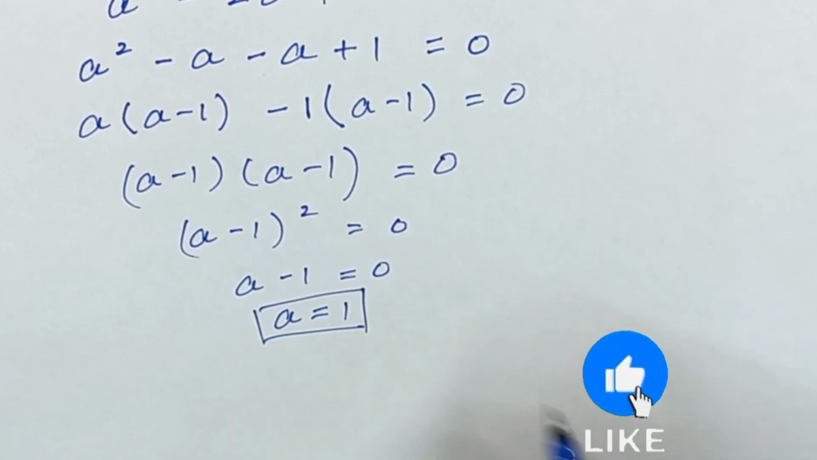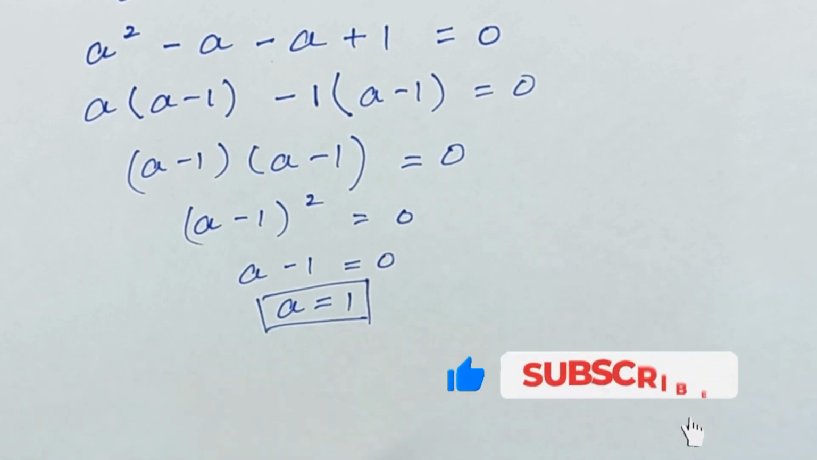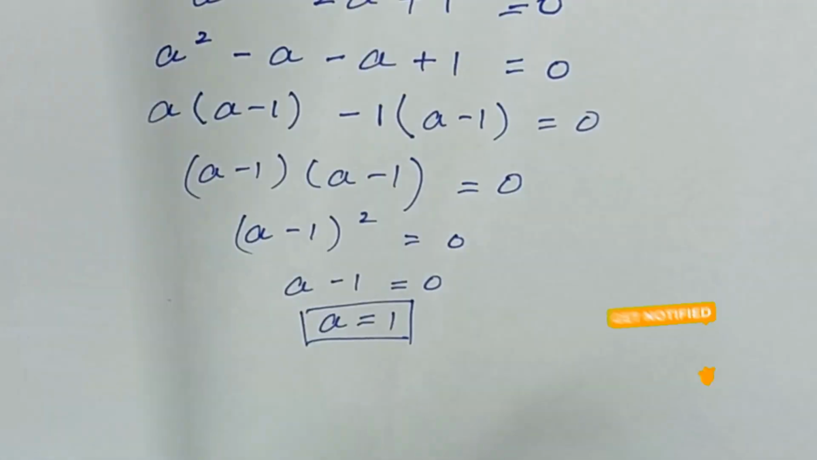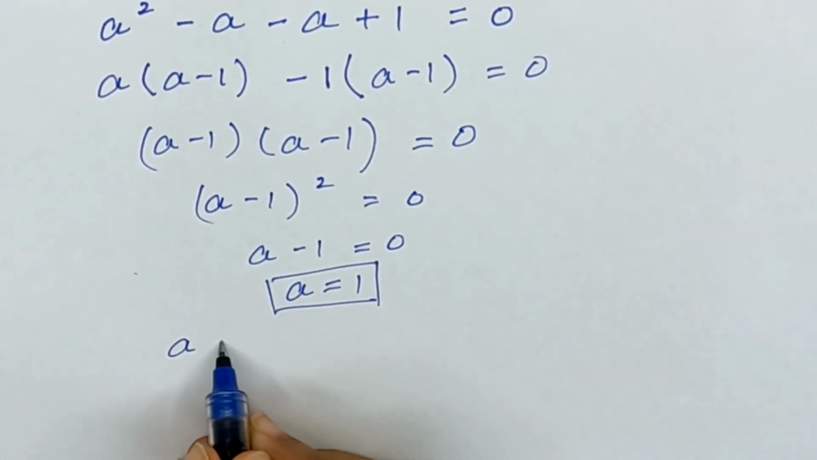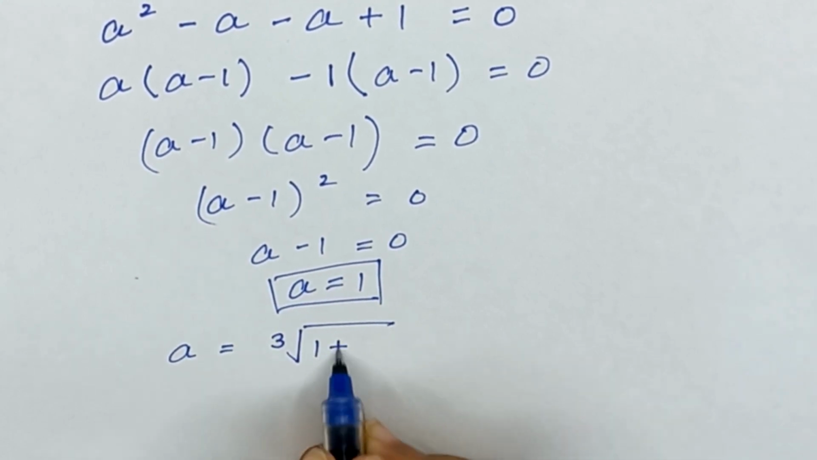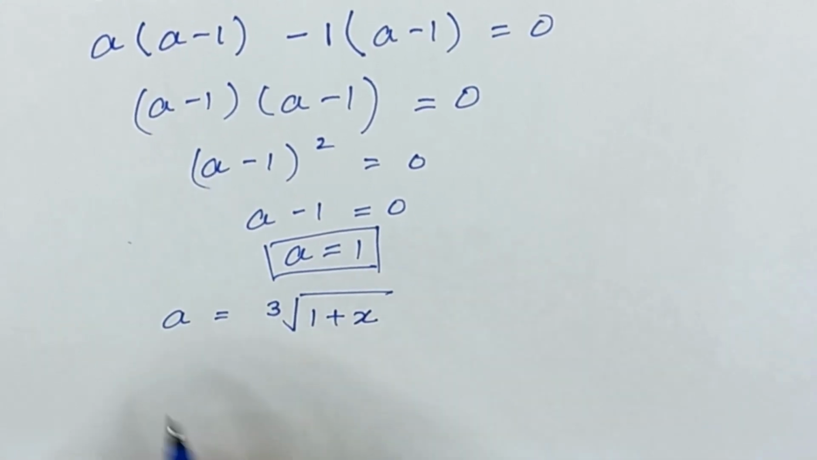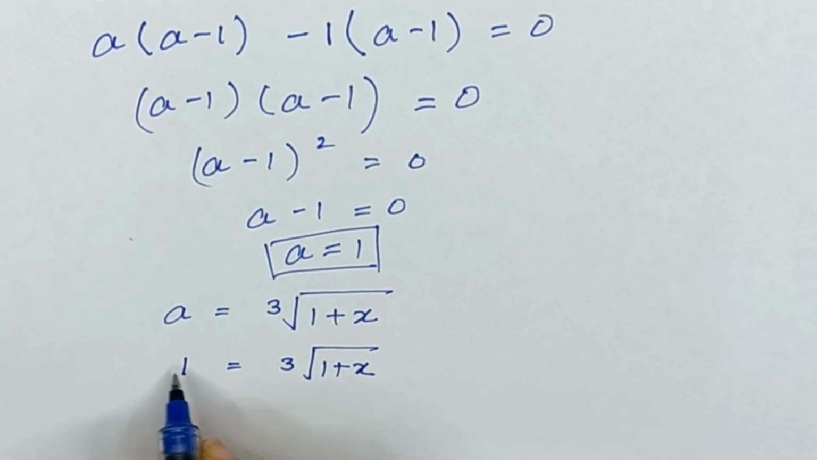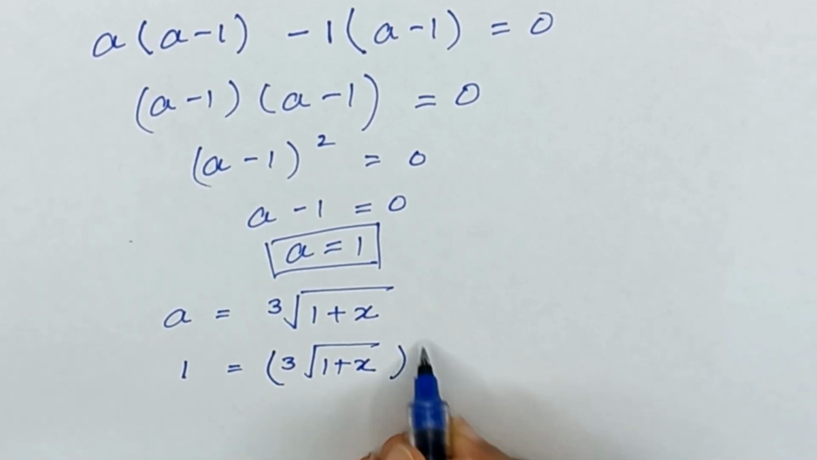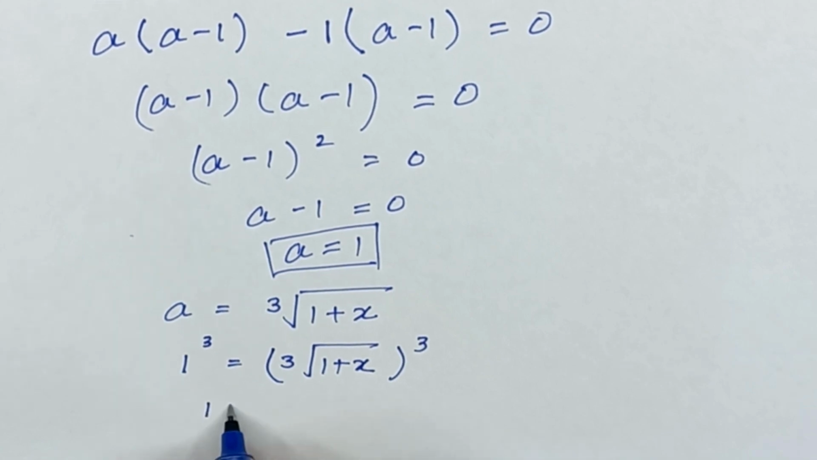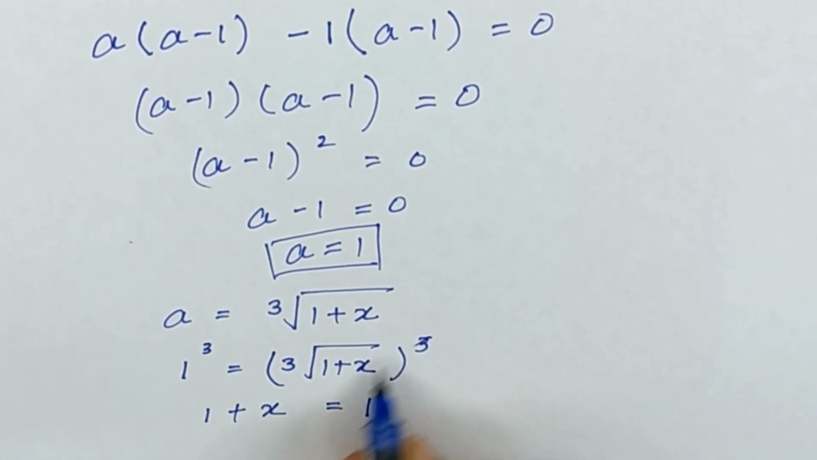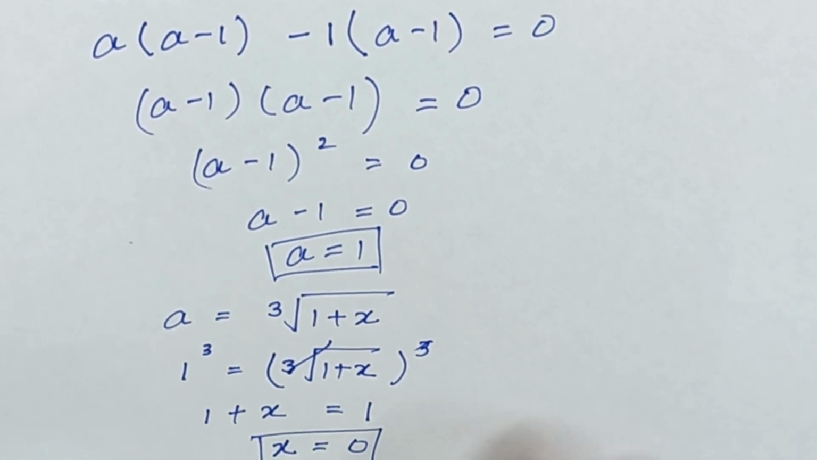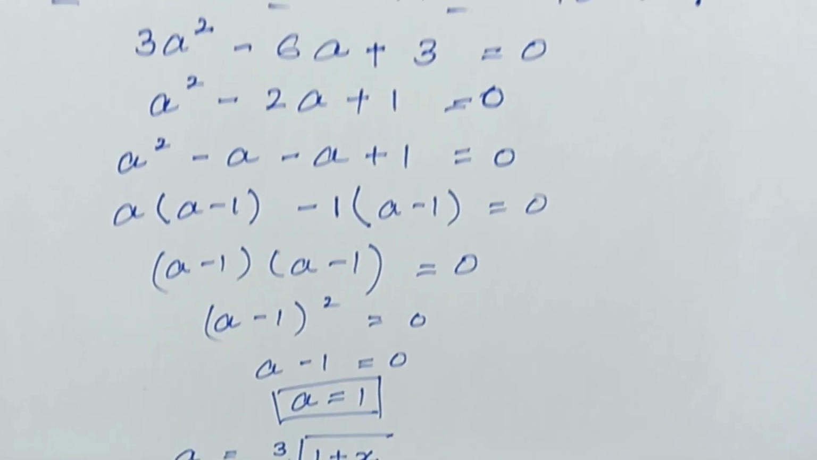From here a will be equal to 1. But we have to find the value of x, and we know that a is equal to cube root of 1 plus x. So when I substitute the value of a here, it will be 1 is equal to cube root of 1 plus x. When I apply cube on both sides to remove this cube root, it will give us 1 plus x is equal to 1. So from here we can get the value of x, which is 0. So in this method we also have x is equal to 0.